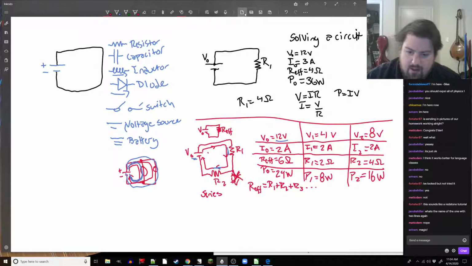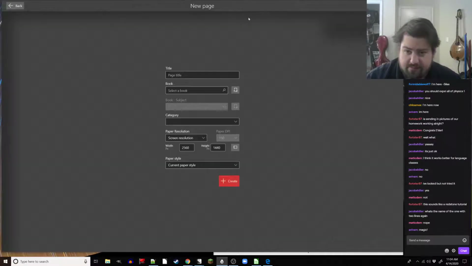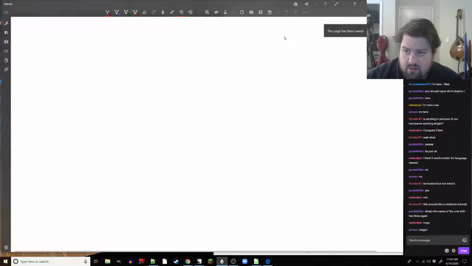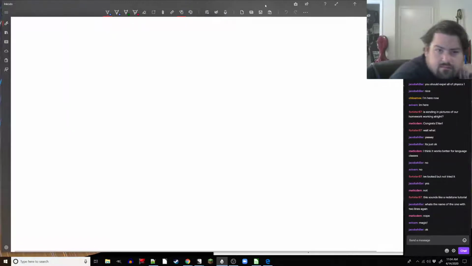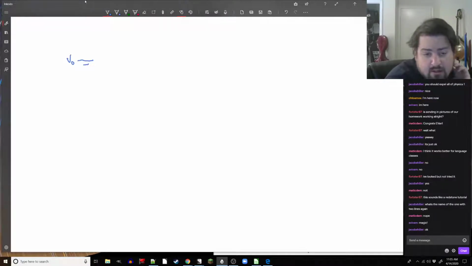We've done series circuits, now we want to do parallel circuits. And don't worry, I saved that page, I'll upload it later. Okay, parallel circuits. So again, we're going to start with a V0 voltage source of some sort. Could be a battery, could be plugging into the wall, could be, who knows, something.